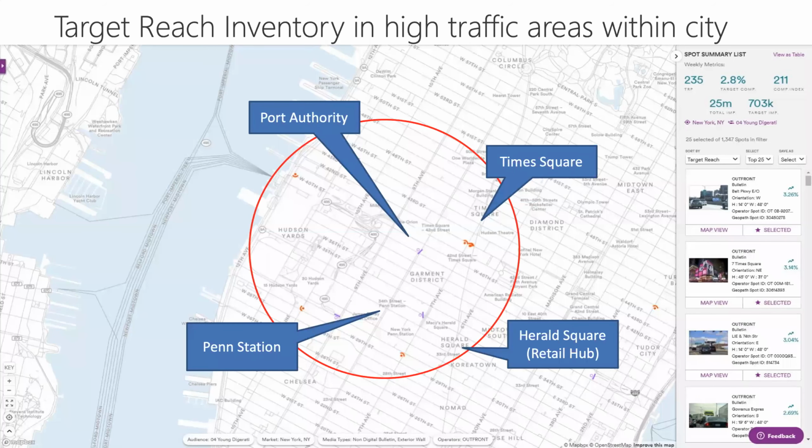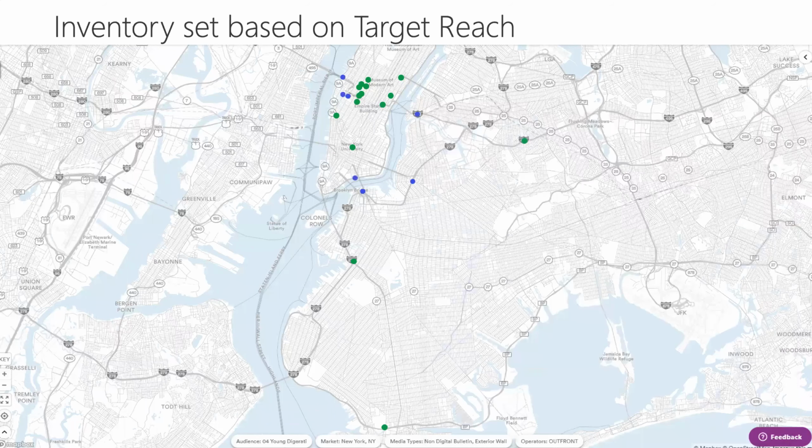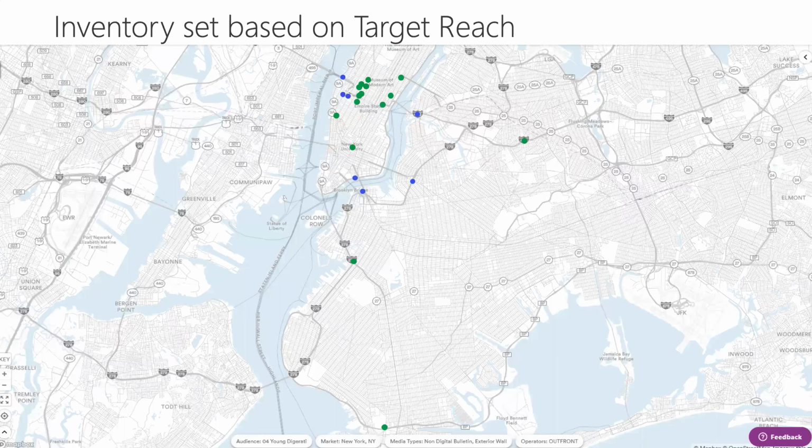Sorry about that. Yeah, so comparing the inventory sets. The green were the target impressions. That was the first set of units we went through, and then we're layering in the target reach. Again, that was the second set. And then the third was target composition. So I'll flip through that again a little slower. Target impressions, green, target reach, blue, and target comp, red.